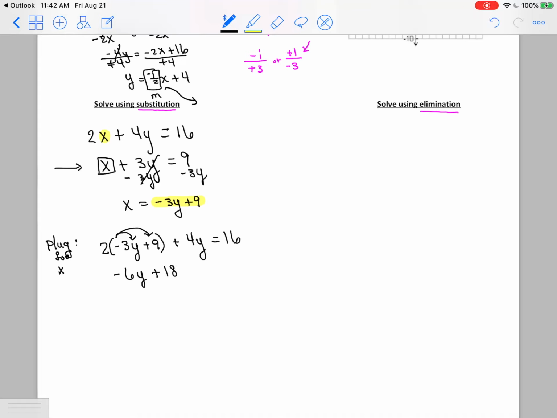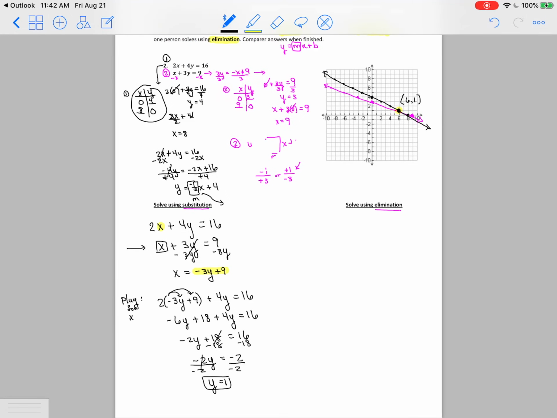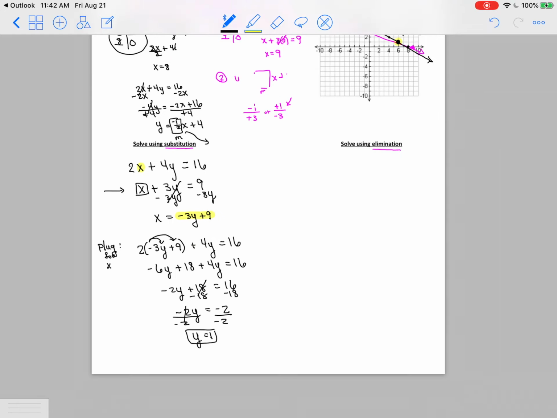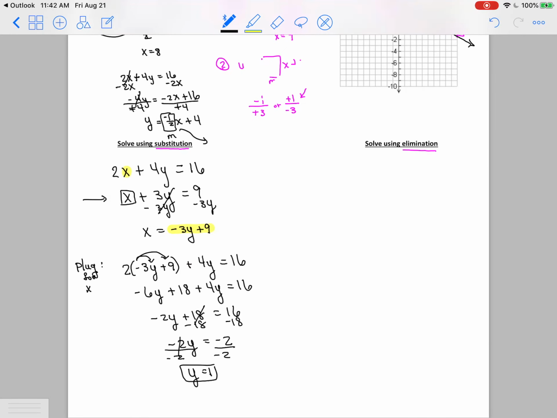Negative 6y plus 18. And let's combine our y's. Negative 2y plus 18. Bring those constants to the right. And finally, solve for y. Okay, so far so good. If I go back up and check up here, my y is supposed to be 1. So that is promising. And I wrote pretty big, so I'm going to run out of room. That's okay.